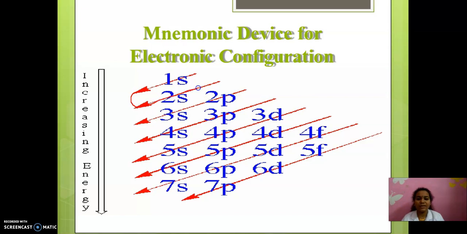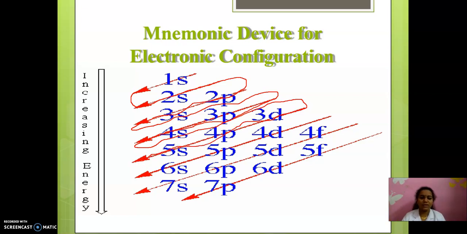Then from this 2s, the arrow is moving. Then you can see 2p, 3s, 2p, 3s. Then this 3s, from the back side it should go 3s, 3p, 4s. Then similarly 4s, 3d, 4p, 5s. Here you can see that. Similarly it will go like that.